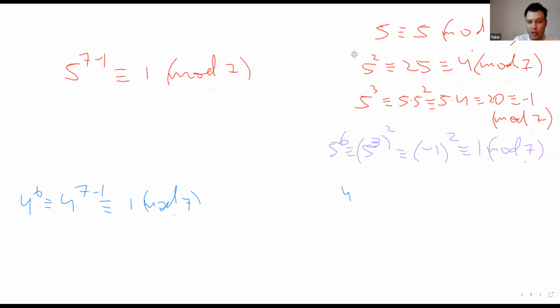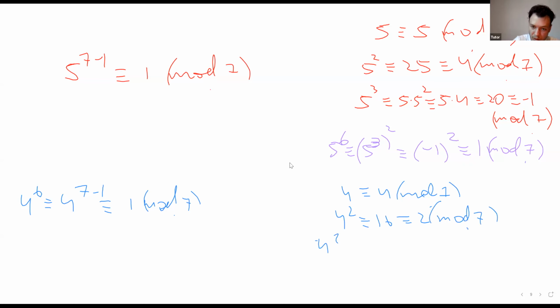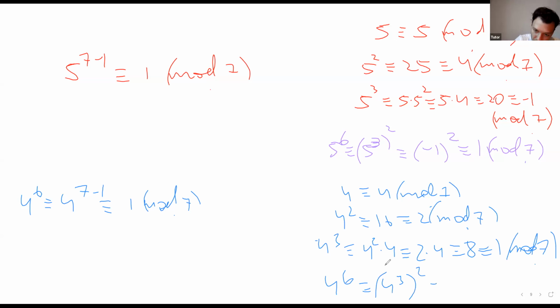Well, 4 is just congruent with 4 mod 7, right? Well, what about 4 squared? 4 squared is 16, which is congruent with 2 mod 7. So if I want 4 cubed, it's going to be congruent with 4 squared times 4, so 2 times 4, which is 8, which is congruent with 1 mod 7. So it turns out that we are good. We got 4 to the 3 congruent with 1. So clearly 4 to the 6 is 4 to the 3 all squared, which is 1 squared, which is 1 mod 7, right? So you see that if you take any number and raise it to the power 7 minus 1, which is 6, it always gives you remainder 1 mod 7.